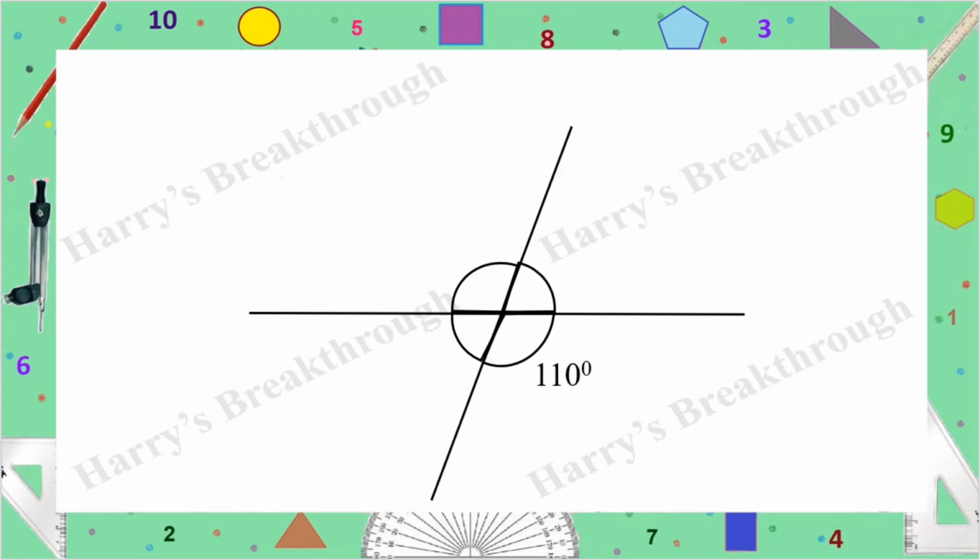Like that, there are two more problems. Here also one angle is given as 110 degree. So what will be the opposite angle? The opposite angle is the same, 110 degree. And also here there is a linear pair. So 180 minus 110 degree is equal to 70 degree. And this angle is the opposite angle, so it will also be 70 degree.